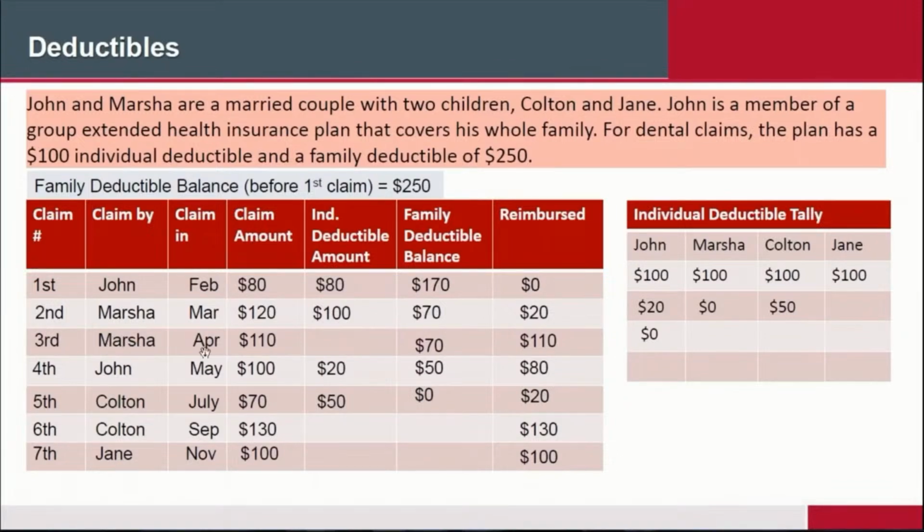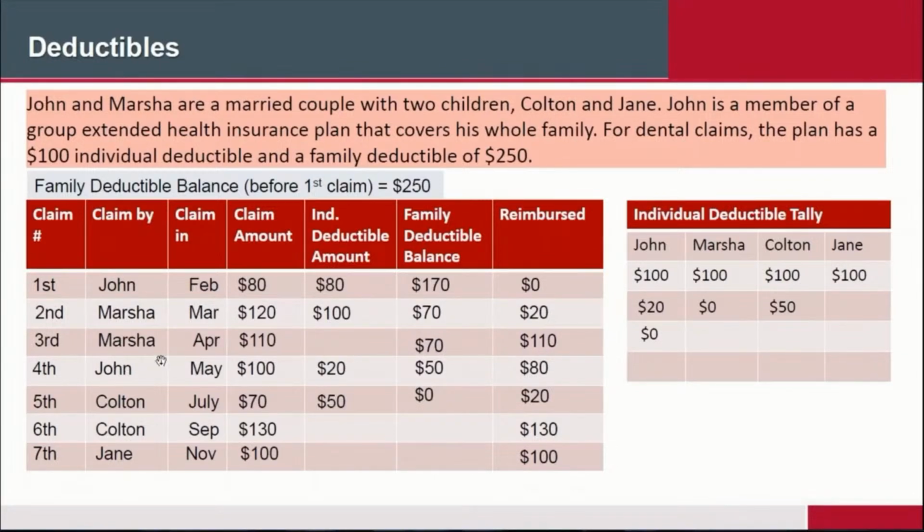Marcia goes back in again in April. She has another $110. She has no deductible because she's used up her $100 already, you see. So for the rest of the year, Marcia doesn't have to worry about any kind of deductible. So the family deductible still remains the same, $70, and she gets $110 because her deductible is all taken care of. She doesn't have to worry about any further than that.